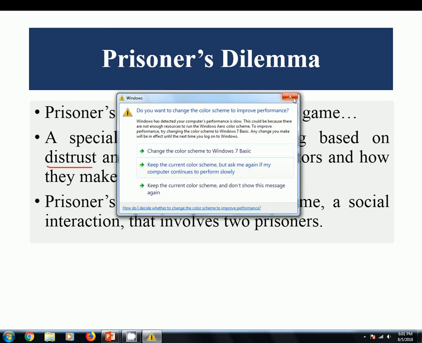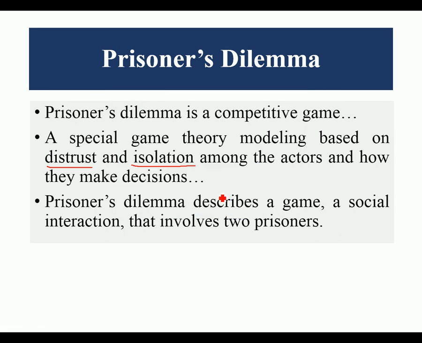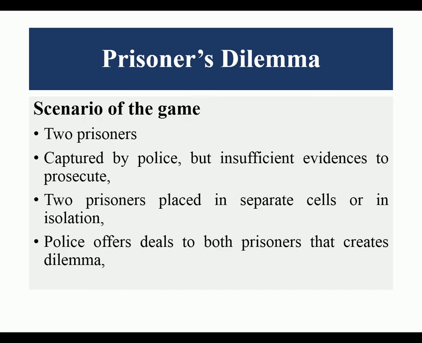Prisoner's dilemma describes a game of social interaction that involves two prisoners. There may be more than two prisoners, but for simplicity we have only taken two. The scenario of the game: two prisoners are captured by police but there is insufficient evidence to prosecute. The two prisoners are placed in separate cells, in isolation, so they cannot communicate with each other. Police offer deals to both prisoners that create a dilemma.